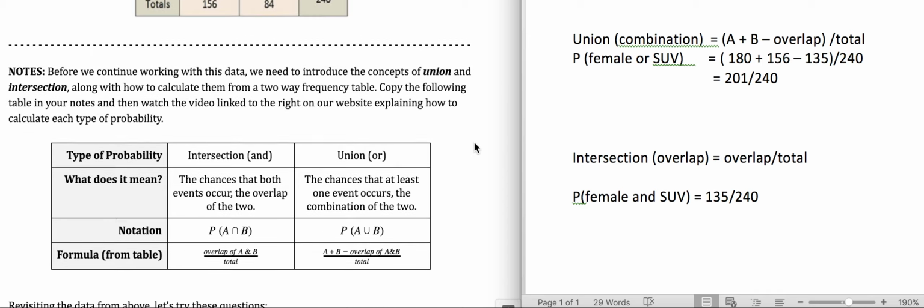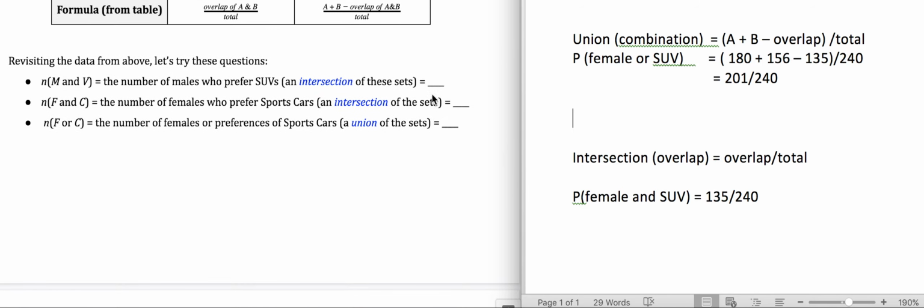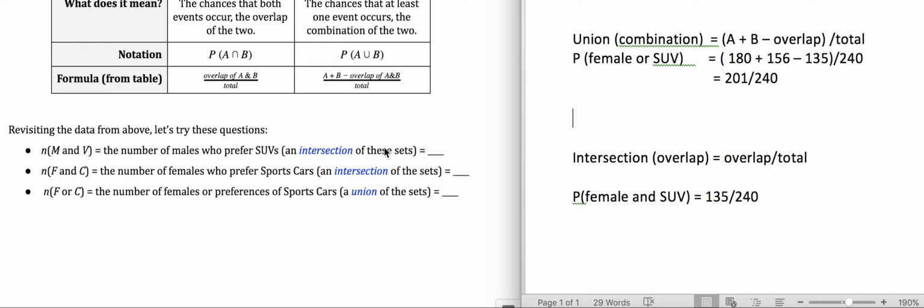So now that we've finished that, let's come back down here and answer these. So N for the number of M and V. It's the number of males who prefer SUVs, right? Because I'm both a male and I prefer an SUV. That's an and, that's both. So let's go up. Now, I just want to be clear, this is numbers. We're not doing probability here. The only difference for a probability was I would just put it over the total.